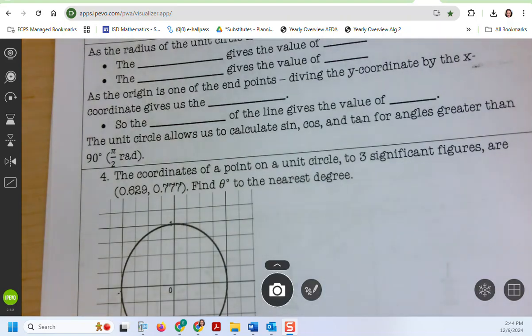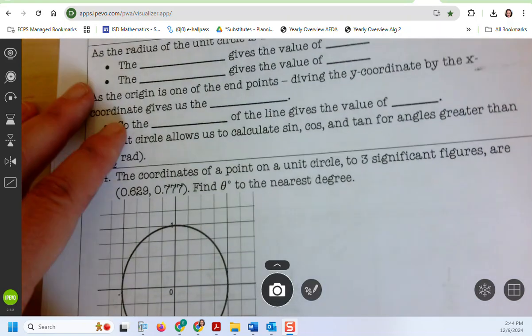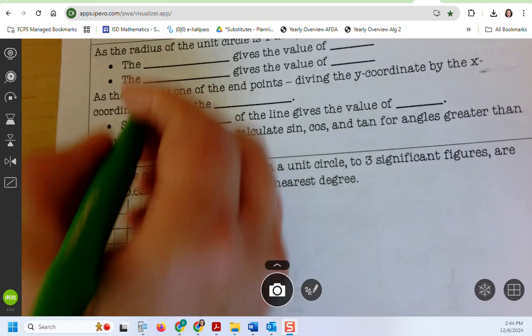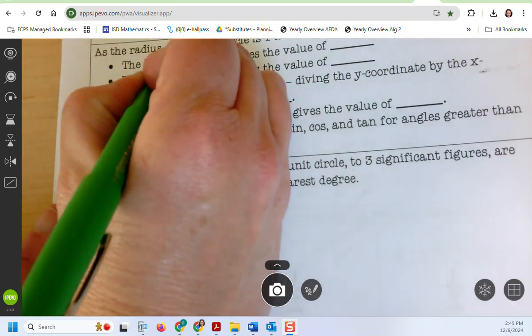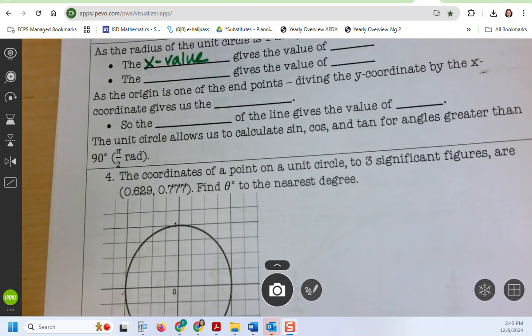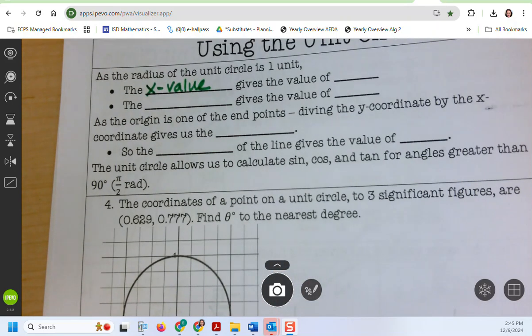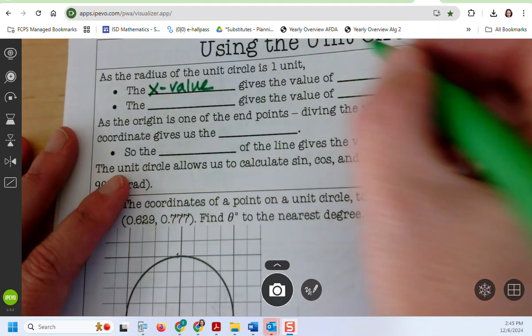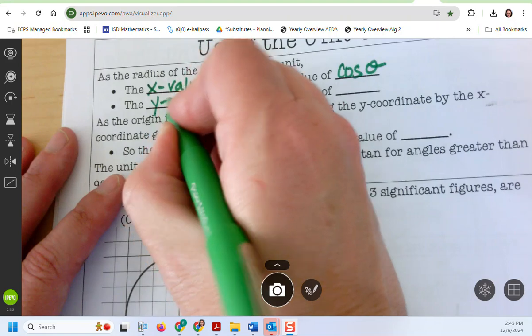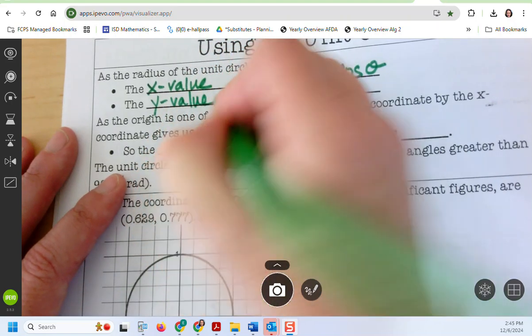All right. Some of this is repeated. It says the radius of the unit circle is 1 unit. The x value gives the value of which function, guys? We already learned this. Cosine theta, yep. The y value gives us sine theta.